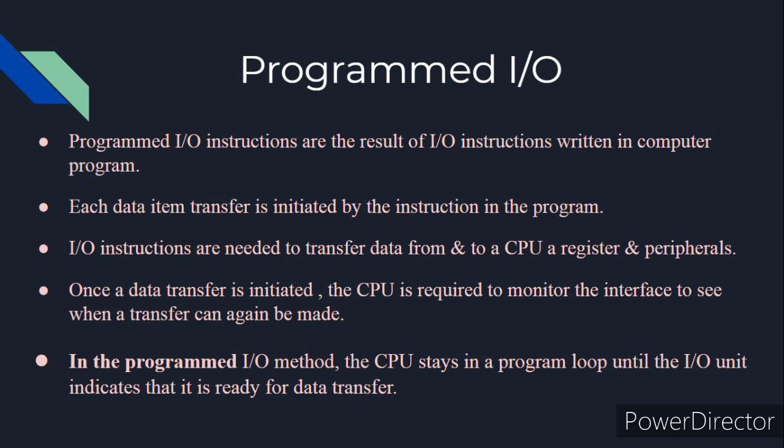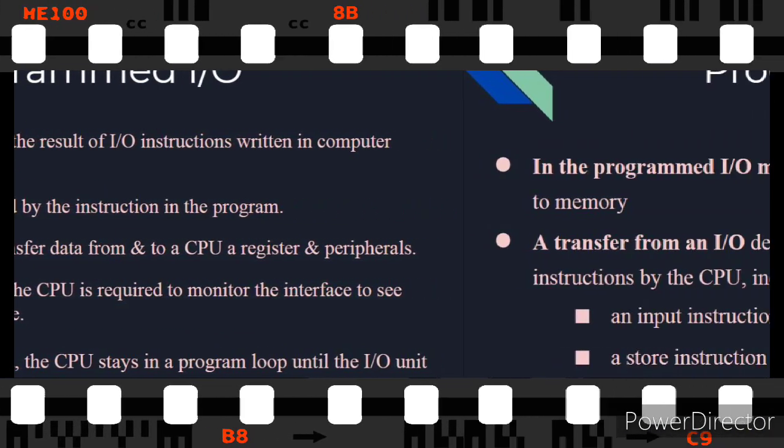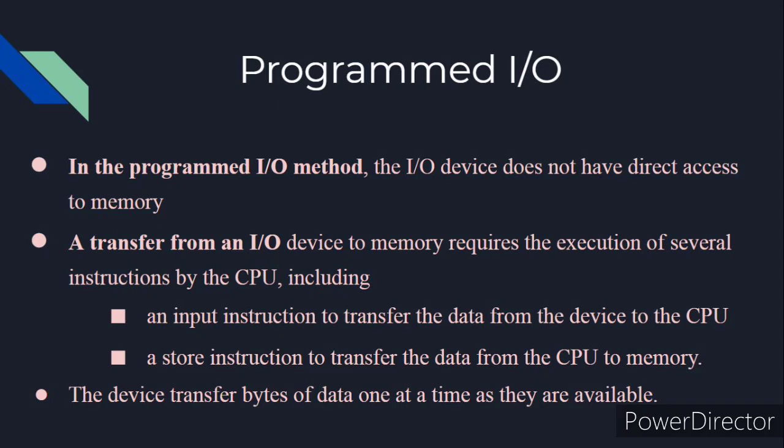Once a data transfer is initiated, the CPU is required to monitor the interface to see when a data transfer can again be made. In the programmed I/O method, the CPU stays in a program loop until the I/O unit indicates that it is ready for data transfer. In the programmed I/O method, the I/O device does not have direct access to memory.